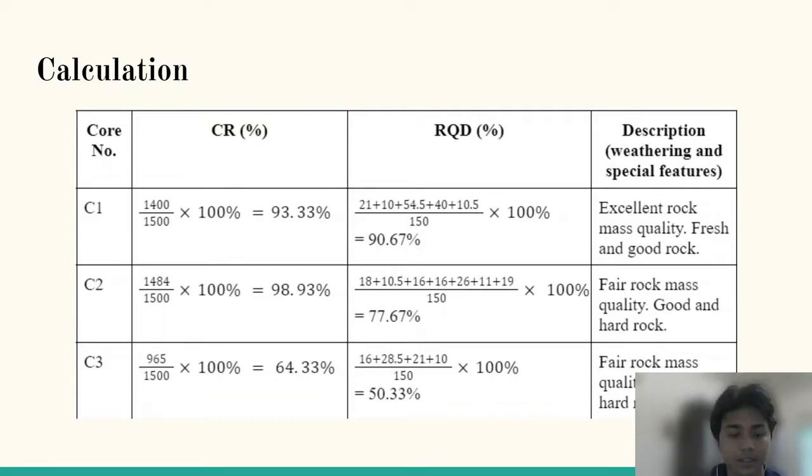So for C1, the CR is equal to 93.33% and RQD equal to 90.67%. For C2, the CR is 98.93% and RQD equal to 77.967%. And for C3, CR is equal to 64.33% and RQD equal to 50.33%.